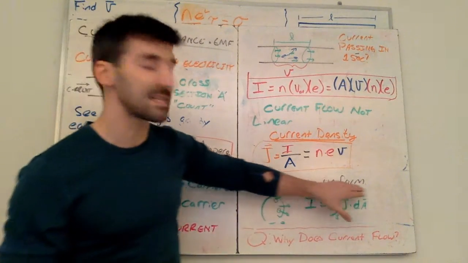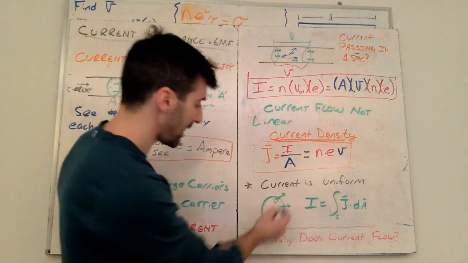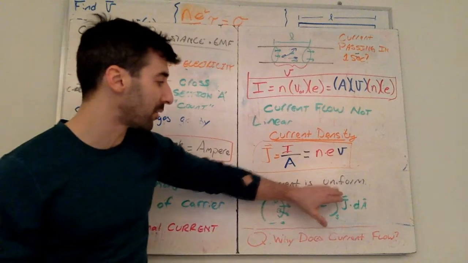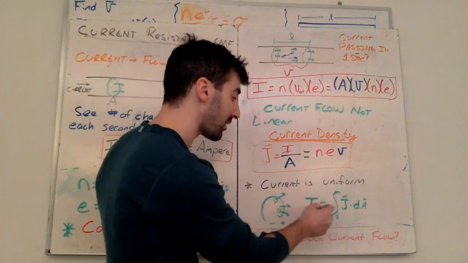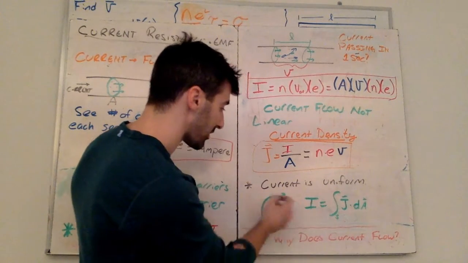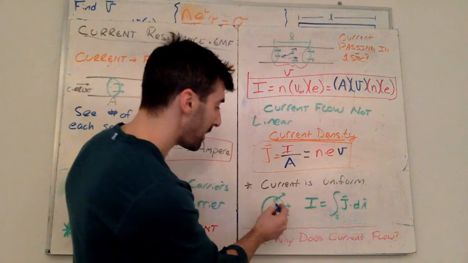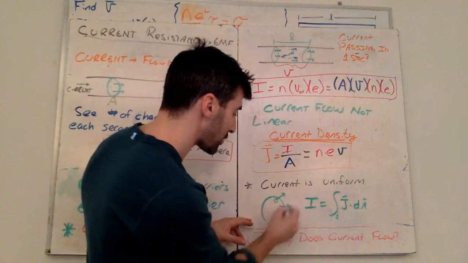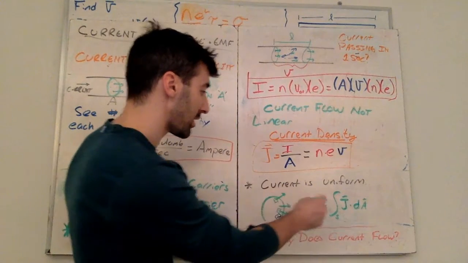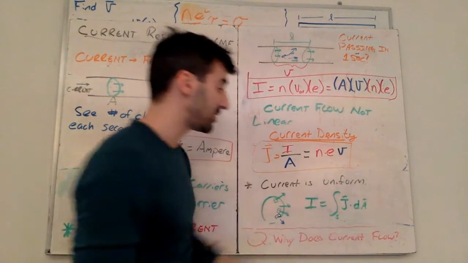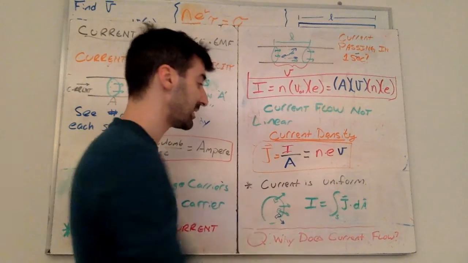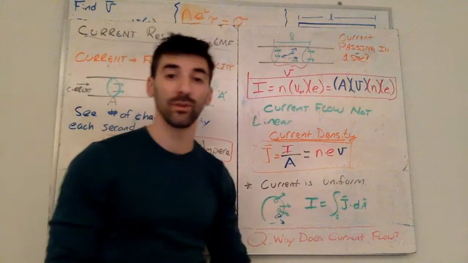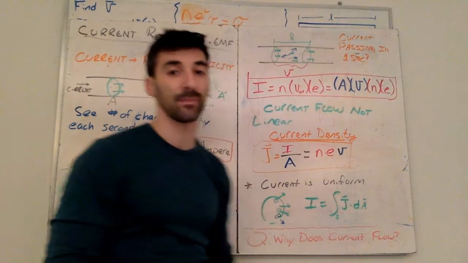If the current, however, is not uniform for whatever reason, so I have some arbitrary shape, my current I is going to be the surface integral. Basically, I'm going to take all these little patches and measure the current that's going through there. So I'm going to take the surface integral of my current density, J, times my surface area, dA. This is not very typical. I just want to show it to you so we have some completeness around this topic.